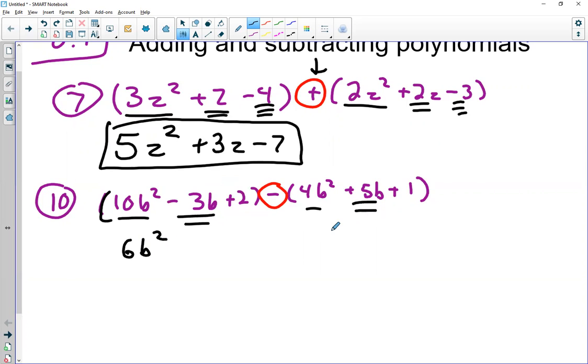-3b minus 5. So you're three floors in the basement. You go 5 more down. That's -8b. 2 and 1. 2 minus 1 is just 1. You're subtracting though.